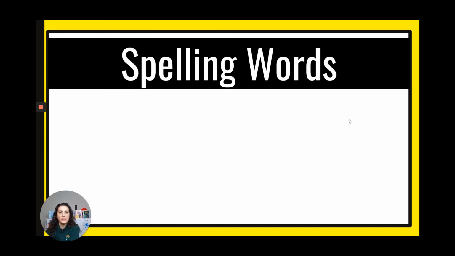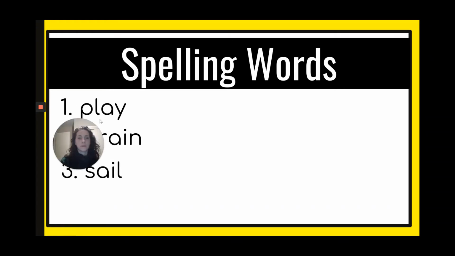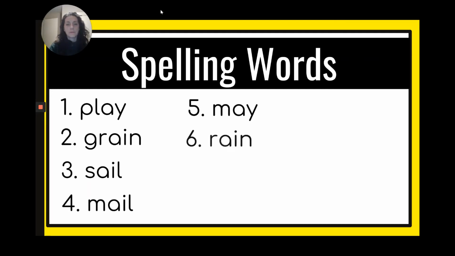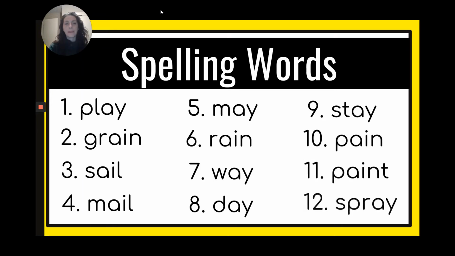Okay, so let's get to our spelling words. Our spelling words, of course, all have the long A sound and are all spelled with either AI or AY. So the first one is play. Then we have grain, sail. Let me move out of the way. Mail, may, rain, way, day, stay, pain, paint, and spray.